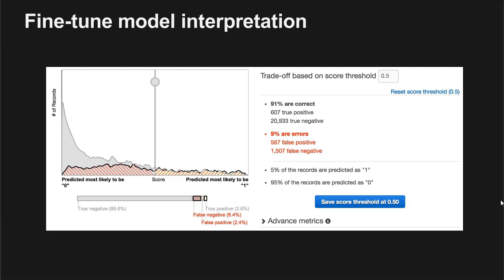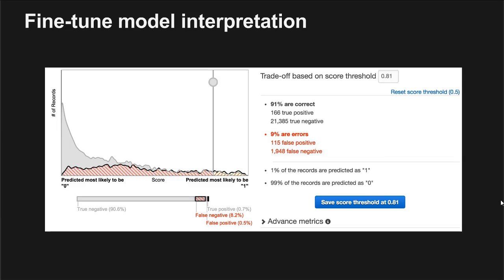And then you can also fine-tune that model interpretation. For instance, in binary models, you can change the threshold in order to suit your business rules. So if you have a different cost for a false positive error, where the model incorrectly identified a case as positive, as opposed to one where it incorrectly identified the case as negative, you can adjust the threshold in order to put your business costs into that calculation.